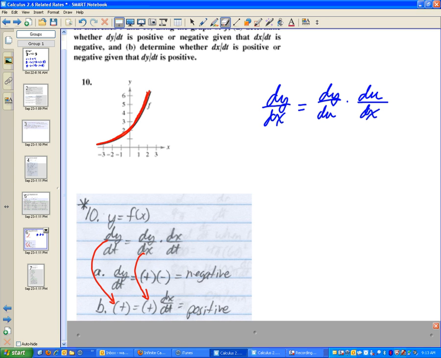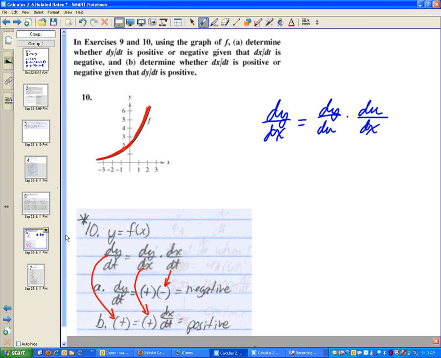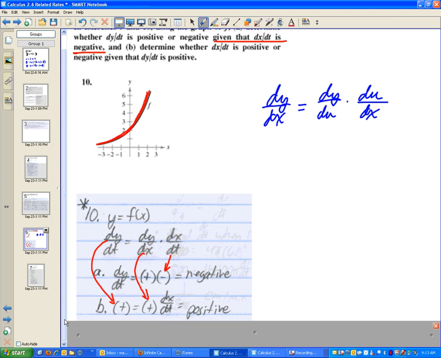In step A, they give us that for step A. Okay? They give it to us, right? I got that dy dx is positive because if my function's increasing, its derivative is positive. And that got me that.